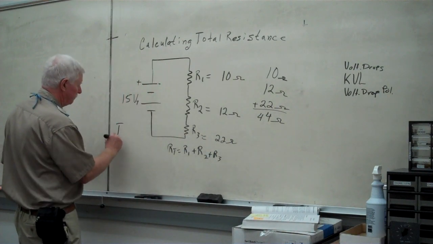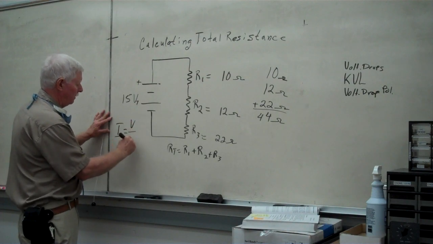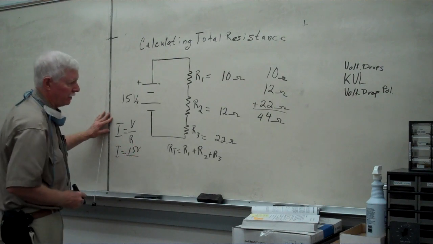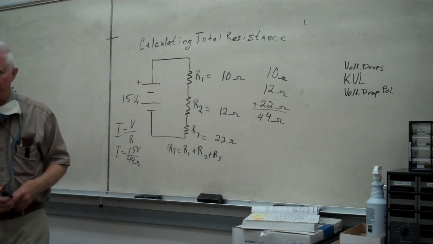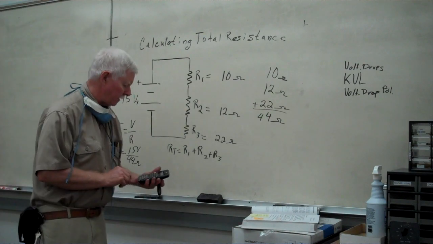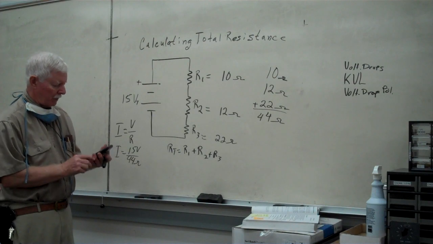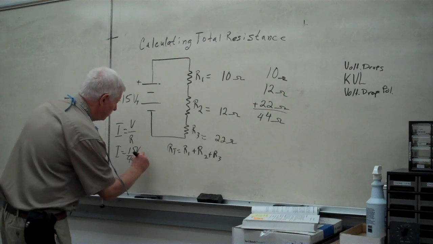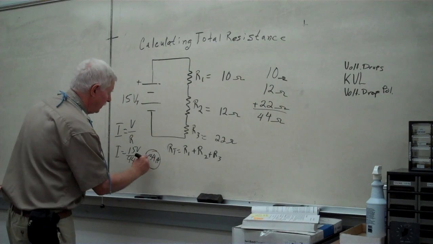To find the circuit current, we need to take the current is equal to the 15 volts. Actually, this is V divided by R. 15 volts, we're going to divide that by 44 ohms. And using the calculator, we're going to calculate the current. So on your calculator, take 15 divided by 44, and you come up with 0.34. So the amount of current for this circuit, 0.34 amperes.